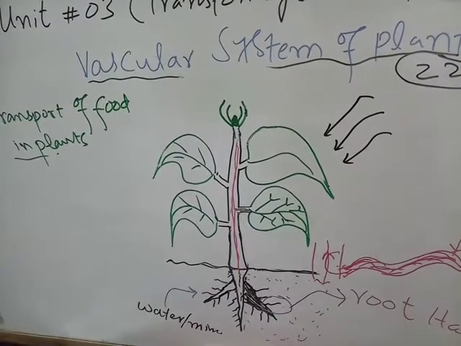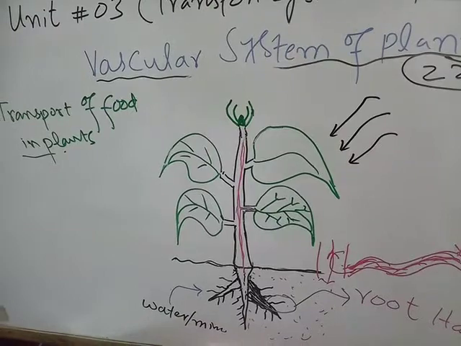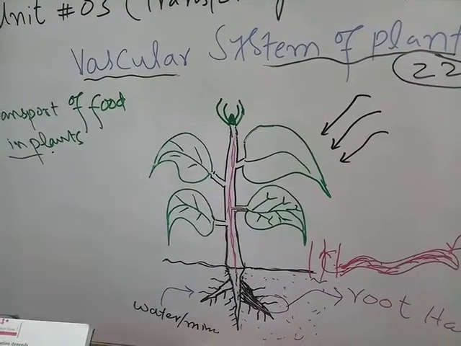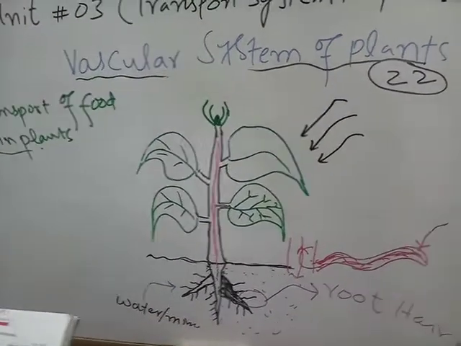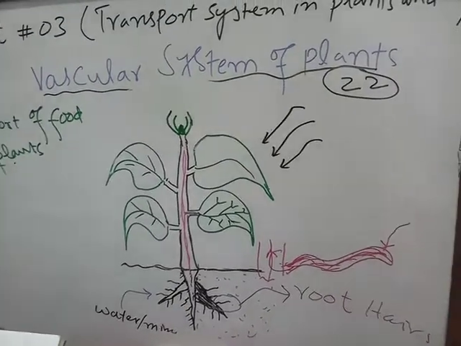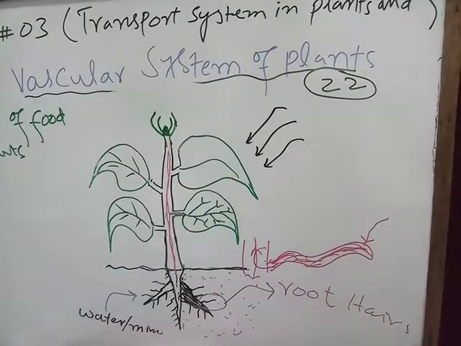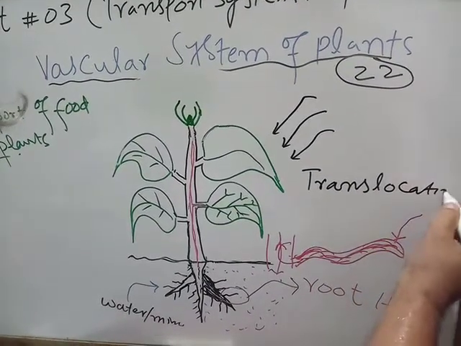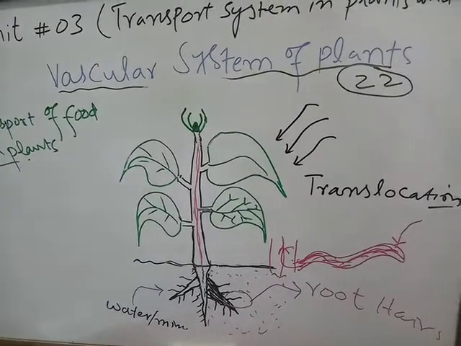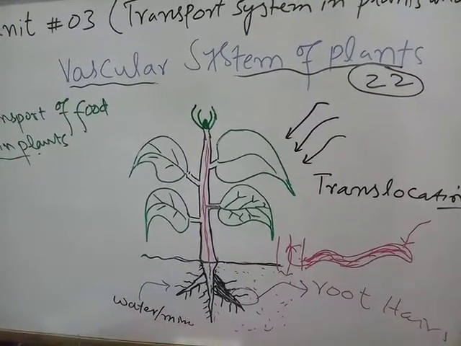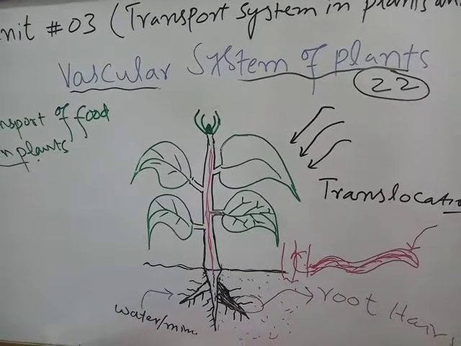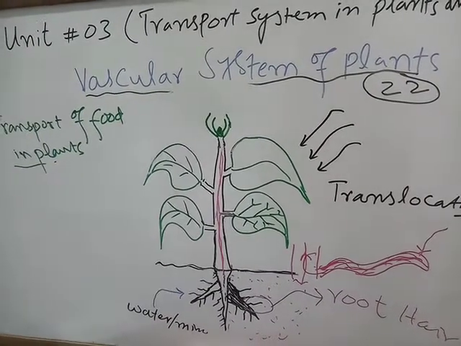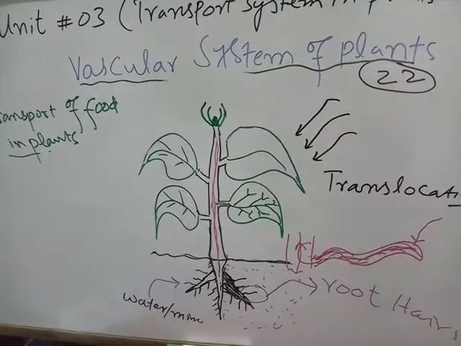Once the food is prepared, it is transported to the various parts of the plant. The transport of the prepared food from one point to another, I mean from leaves to other parts of the body, is called translocation. So translocation is the process by which the prepared food is transported from one part to another part of the plant. Food is prepared here. Now where will the food go?